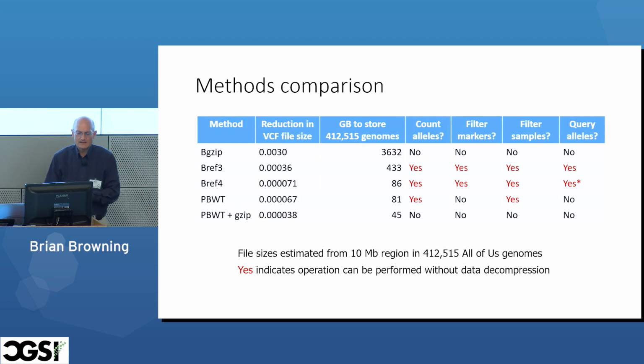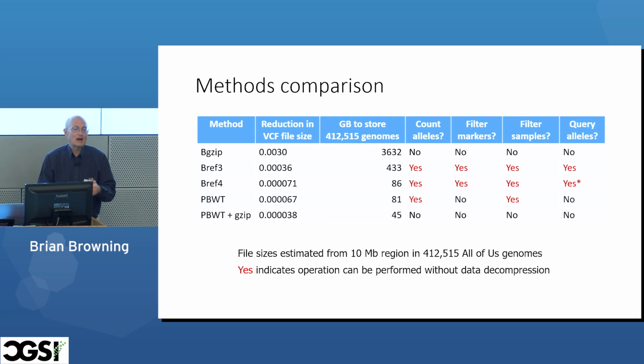And this is sort of the data slides. It hopefully will give you some intuition of how much compression you get with different methods. So we're looking at a series of methods sorted in order of amount of compression, starting with BGZip and ending with PBWT, and then following that with a gzip compression, because gzip can be applied even to any kind of data. The second column gives the reduction in VCF file size. So compared to the uncompressed VCF file, how much compression do we get?